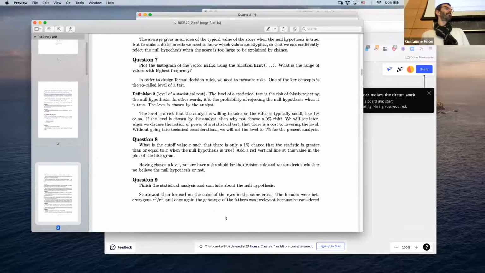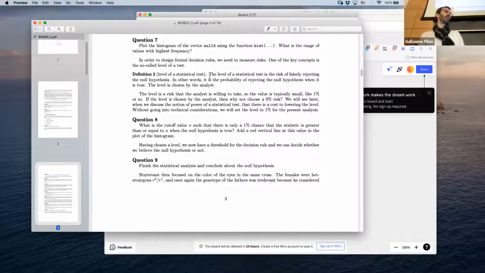All right. In order to design formal decision rules, we need to measure risks. That's the whole point here. We want to have a rational approach to risk-taking, to changing our mind, and to making decisions. One of the key concepts is the so-called level of a test, and that's what this chapter today is about. So the level of a statistical test is the risk of falsely rejecting the null hypothesis. In other words, it is the probability of rejecting the null hypothesis when it is true. The level is chosen by the analyst. That's a really important concept here, that of the level of a test.